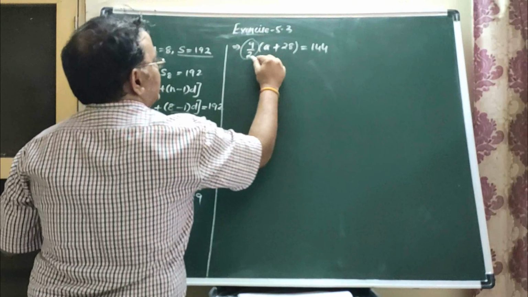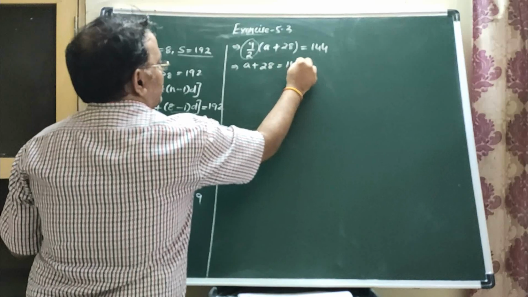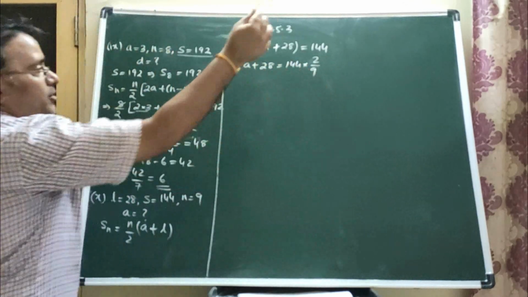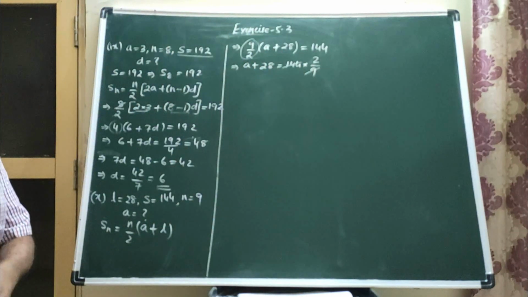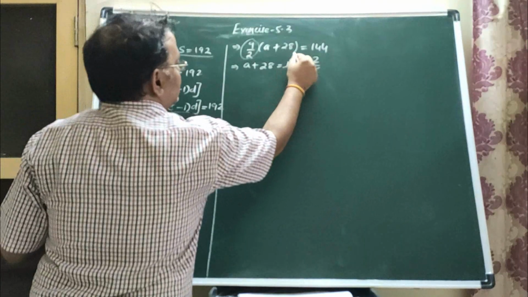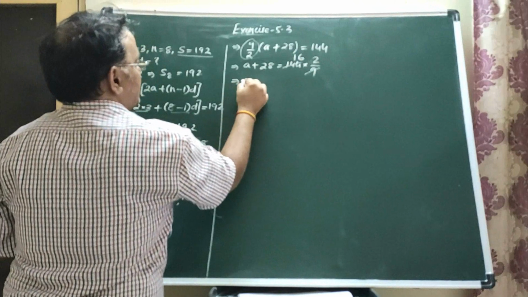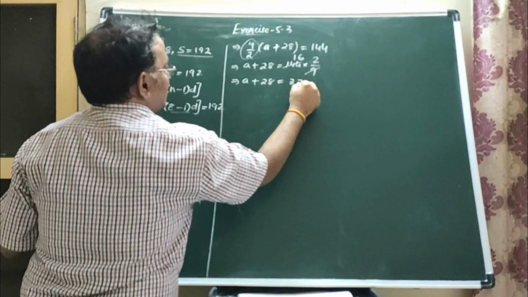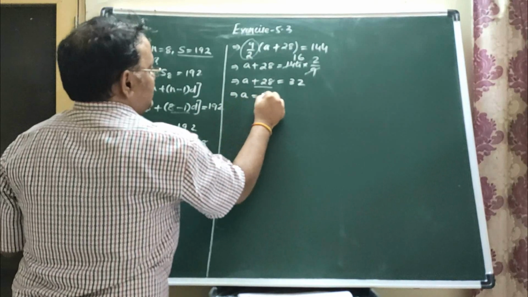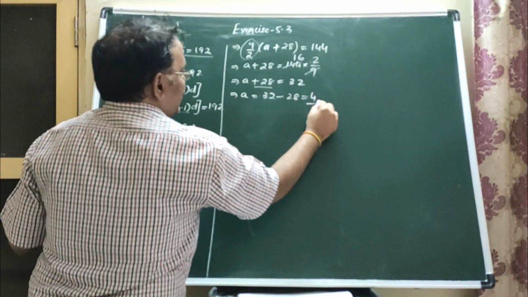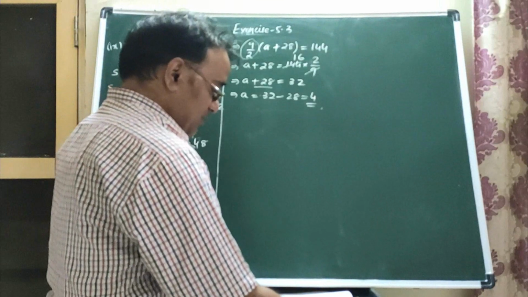Now this we will shift here, cross multiply हो जाएगा. So कितना मिलेगा? 144 into 2 by 9. रेसिप्रोकल हो जाएगा वहाँ. Now 144 we can divide it by 9. 9 से कैंसिल होगा वो. 16 into 2 is 32. Now we'll shift plus 28 to that side. It will become minus 28. Final answer is 4. So third question हम लोग का complete हो गया.